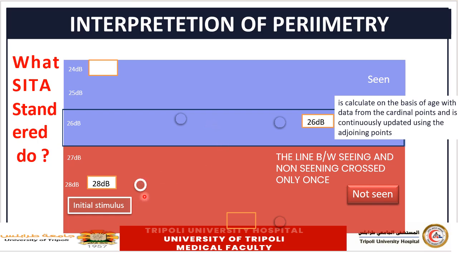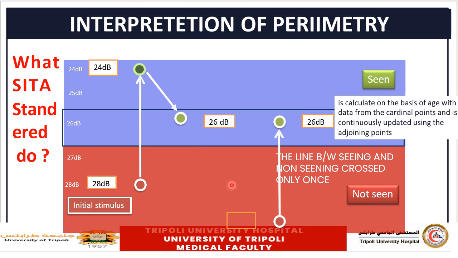So if the initial stimulus falls in this area, which is the non-seeing area with a 28 decibel intensity, the machine will increase the intensity of the stimulus so that it will fall in this area, and then it will decrease by 2 decibel so that the stimulus falls in this area. Now, this area is regarded as the threshold value. Now you can see that the line between the seeing area and non-seeing area is not crossed twice, only once. So in this way, we reduce the time the machine takes to test the sensitivity of the retina.